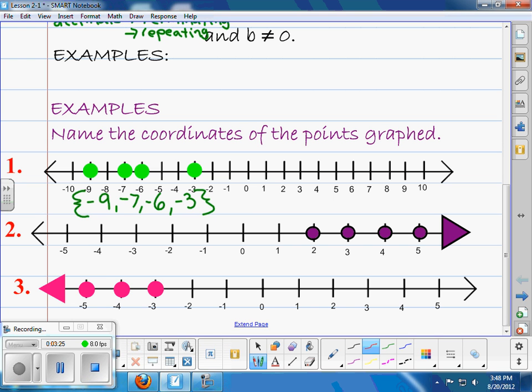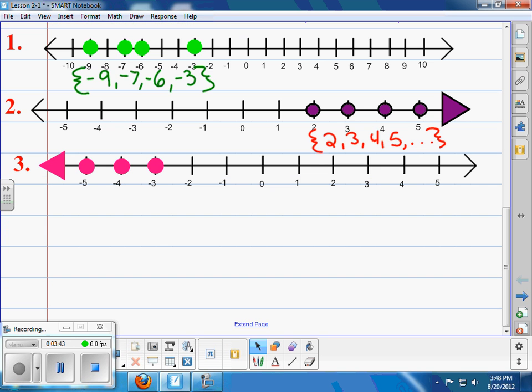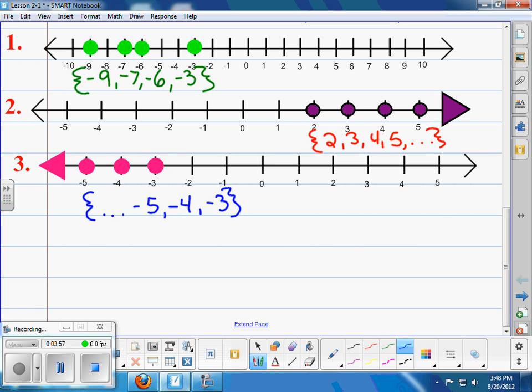Number 2, again, I would start off with a brace. 2, 3, 4, 5, and because the right arrow is shaded in, I would end with a ... and then a brace. Lastly, in number 3, because the left arrow is shaded, you should begin with ... -5, -4, -3, and close the brace. These are very simple problems.